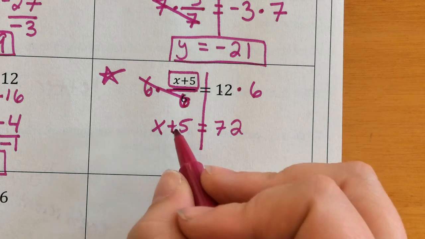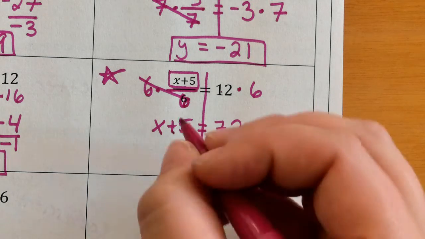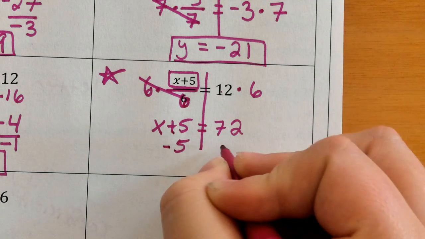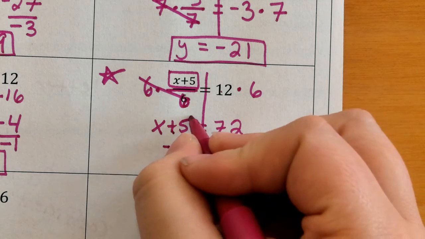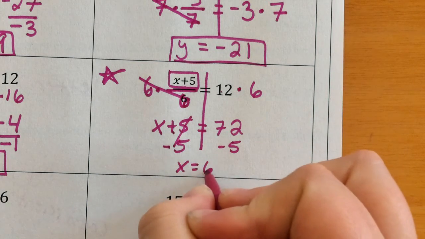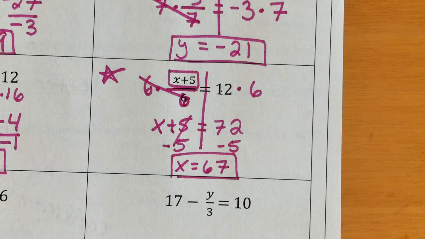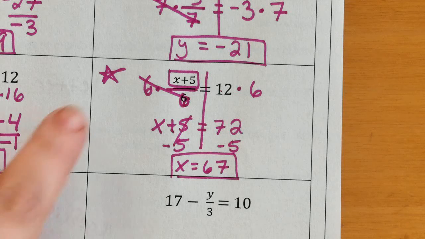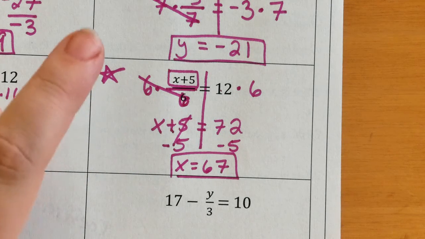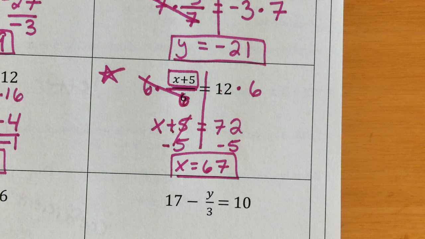Now I am doing addition, x plus 5. So to get rid of that plus 5, I would do the opposite and subtract. So x ends up equaling 67. So I put a star here because this is a kind of a different example. It works a little bit differently than the other ones on this page.